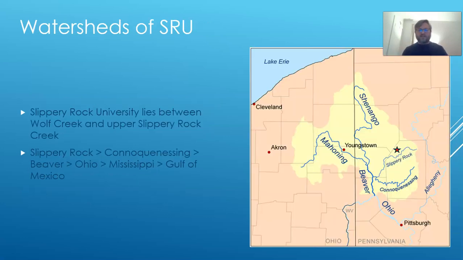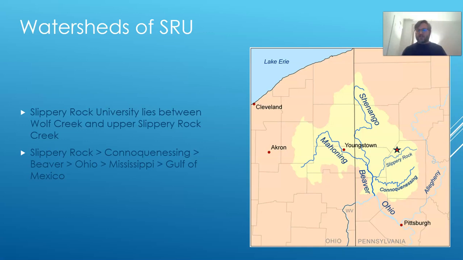So here's an illustration for us at Slippery Rock. The red star on the map there is the location of Slippery Rock University. If you look at a map, you'll see that the university and the town of Slippery Rock lie right in between Wolf Creek and the upper portion of Slippery Rock Creek, the portion of Slippery Rock Creek upstream of where it joins with Wolf Creek. Wolf Creek is a tributary of Slippery Rock Creek. So the university and the town lie essentially along the drainage divide between Wolf Creek and Upper Slippery Rock Creek. And one of the things you'll be doing in your exercise for this week is looking at where exactly that watershed boundary is.